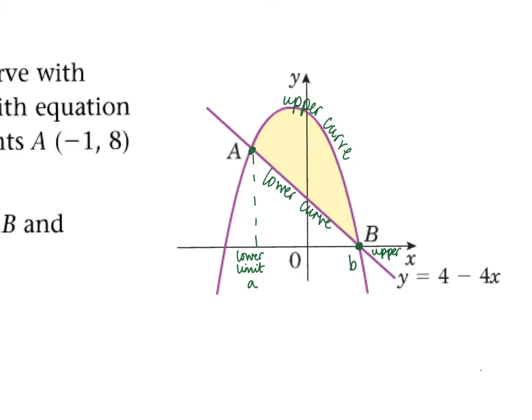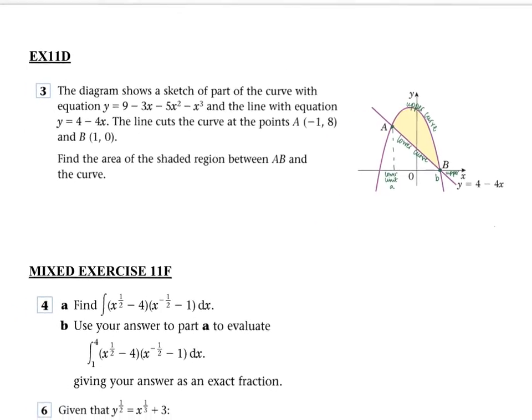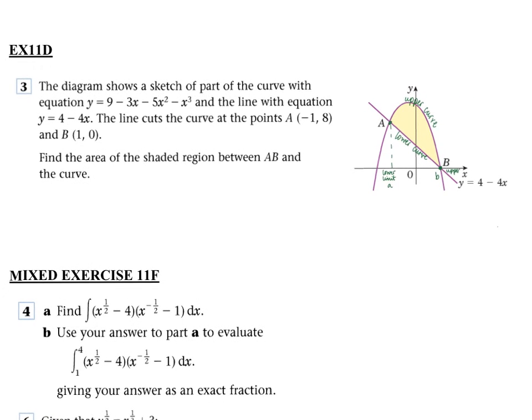So you've got y equals 4 minus 4x, and the upper curve has the equation, it's a cubic there, so if you solve them simultaneously, you're going to come up with the area between them. It does actually give you the points A and B, so that's actually quite useful.